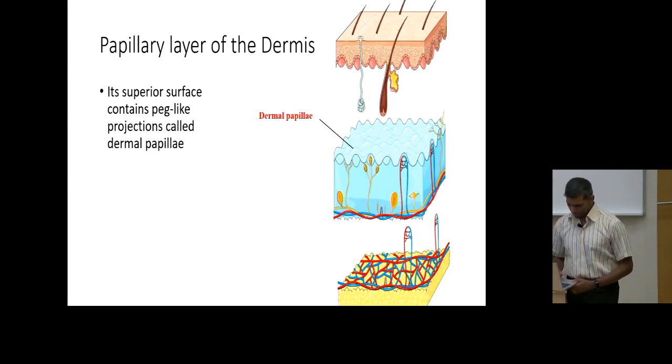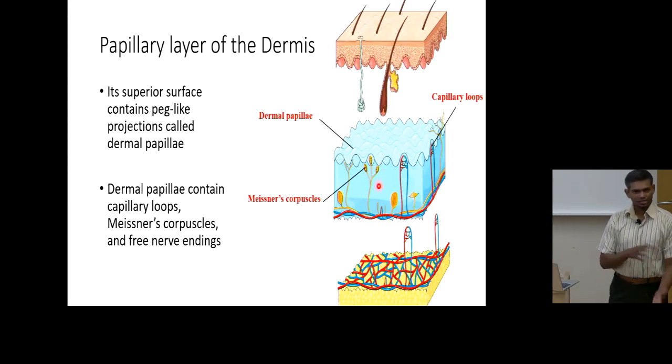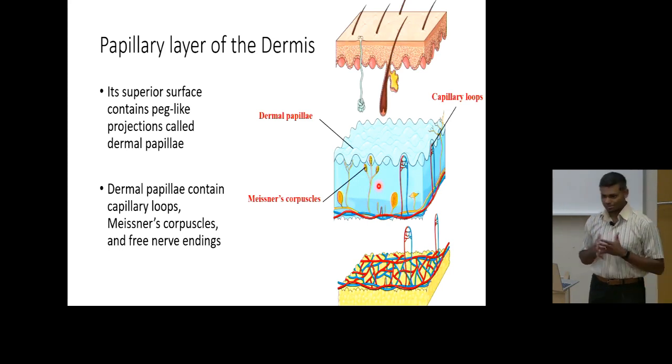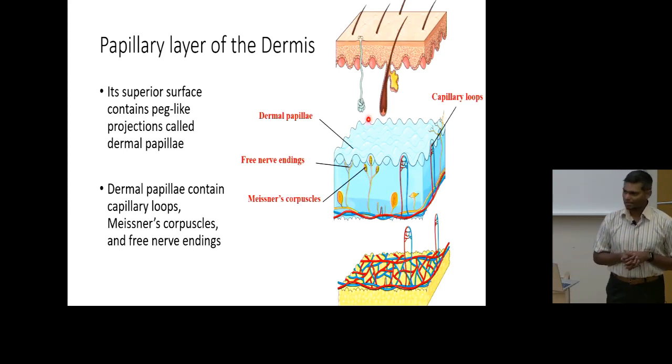But I want to point out a couple of things at this interface here. There are also these capillary loops, which are blood vessels, and that is how nutrients can reach from the dermis into the epidermis, especially the stratum basale. There are also these Meissner's corpuscles, which are tactile receptors, and I'll talk about the functions of tactile receptors altogether. And you will notice that there are also free nerve endings, which act as pain receptors as well.